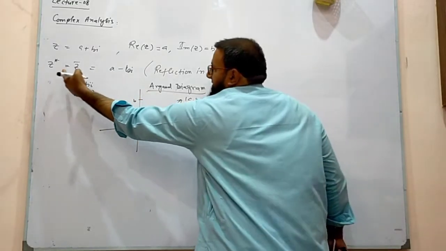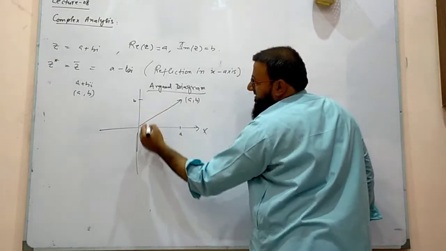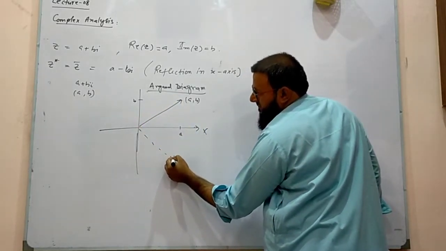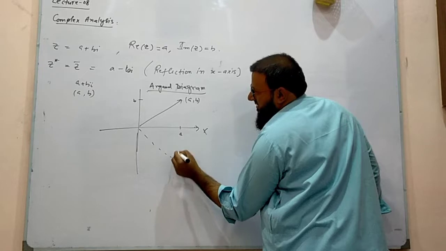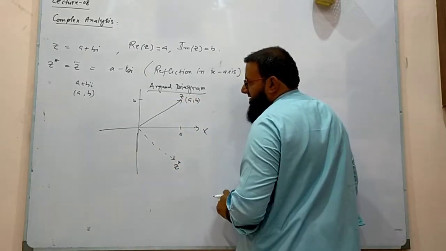So what is Z star? It's nothing but the reflection of this complex number in the x-axis. So this is Z star and this is Z. This is reflection in x-axis.